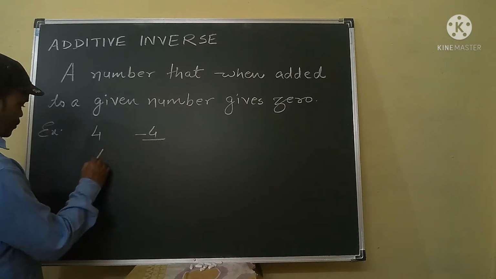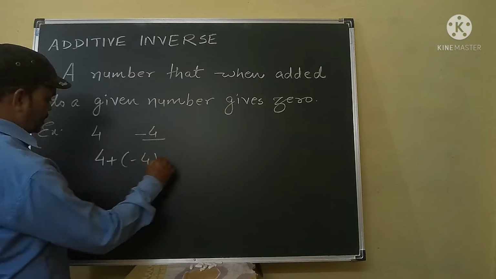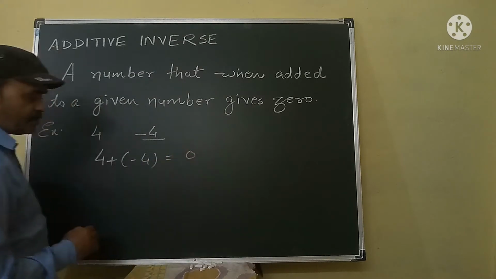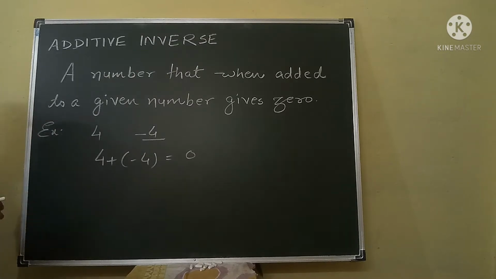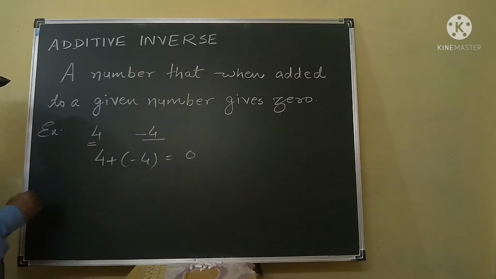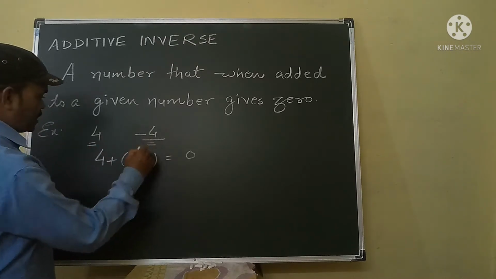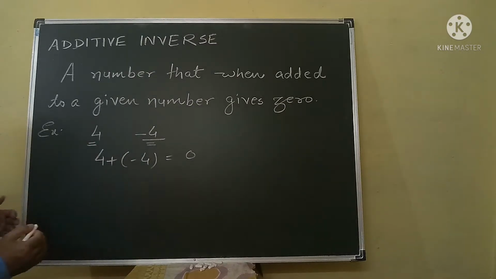Suppose this is 4 plus, in brackets, minus 4. It will give you 0. What is the reason behind this? This is 4, a positive integer, and this is minus 4, a negative integer. It is a very simple basic point.